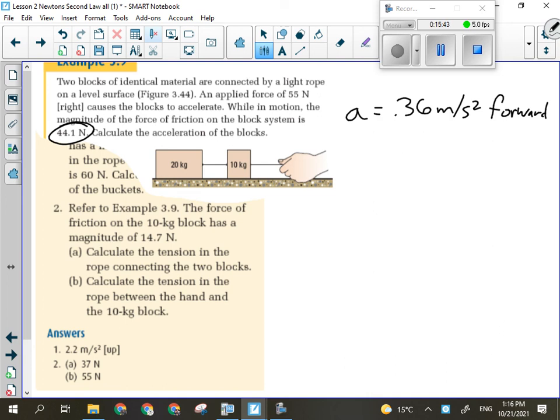So what you need to do, and there are 2 ways to correctly do this, is calculate the tension in this rope right here. Both boxes are accelerating at 0.36 meters per second squared. This applied force is still 55 newtons. All that's changed is they told us 14.7 newtons of the friction is acting on the first box. So whatever's left after that is what's acting on the second box. So there's 2 ways to calculate the tension in the rope connecting the 2 boxes. They will give you the same answer.